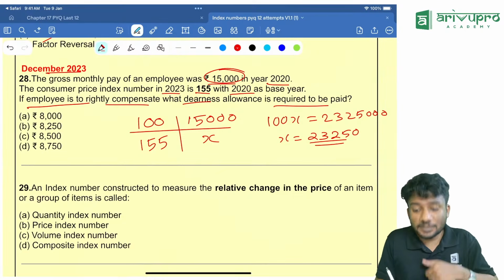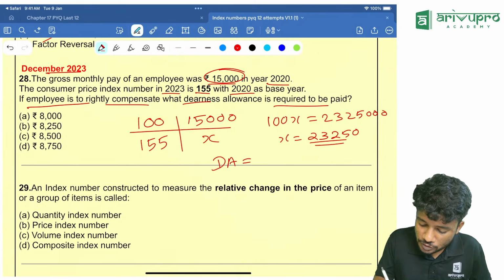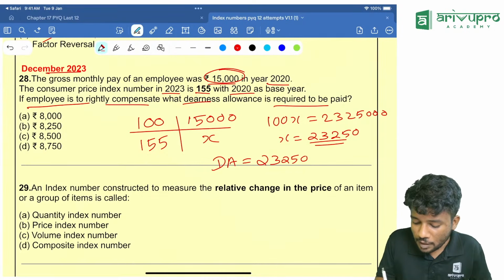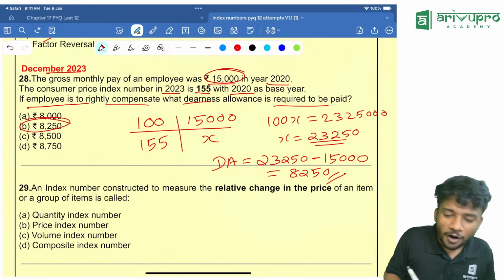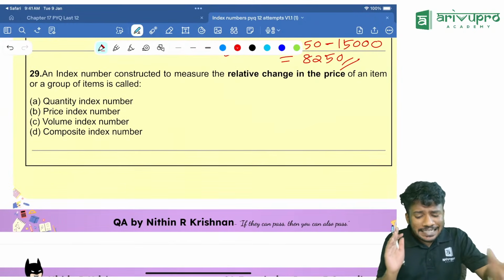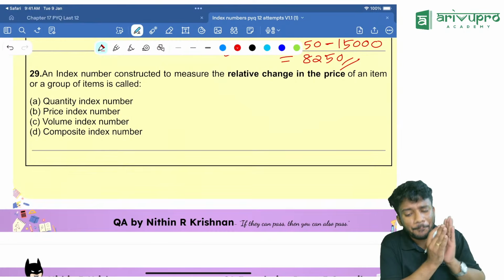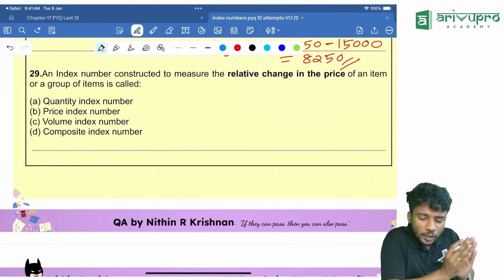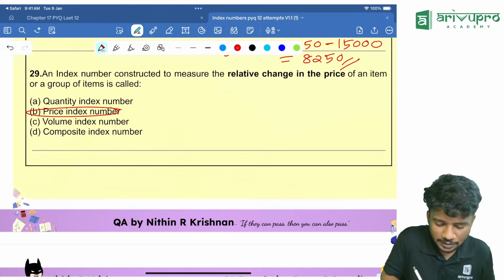That means how much is the dearness allowance? The dearness allowance DA is equal to 23,250 minus the salary of the base year, which is equal to 8,250. Very easy question. Option B is your answer. Next one: an index number constructed to measure the relative change in price of an item or a group of items is called what? It is nothing but the price index number.